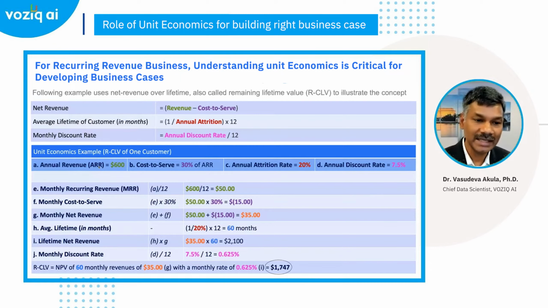So these are some basic numbers: net revenue, average lifetime, monthly discount rate. When we get these things and blend that into your calculator, you're going to get some very credible calculations to explain the value of one customer back to your teams and then work on your business cases. So with that as the background, let's look at a scenario of unit economics, which we call remaining customer lifetime value, or RCLV, of one customer.